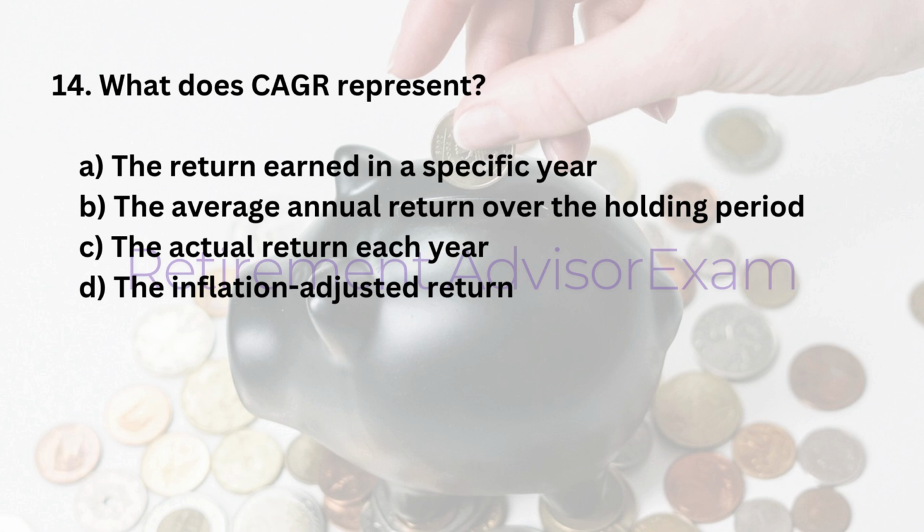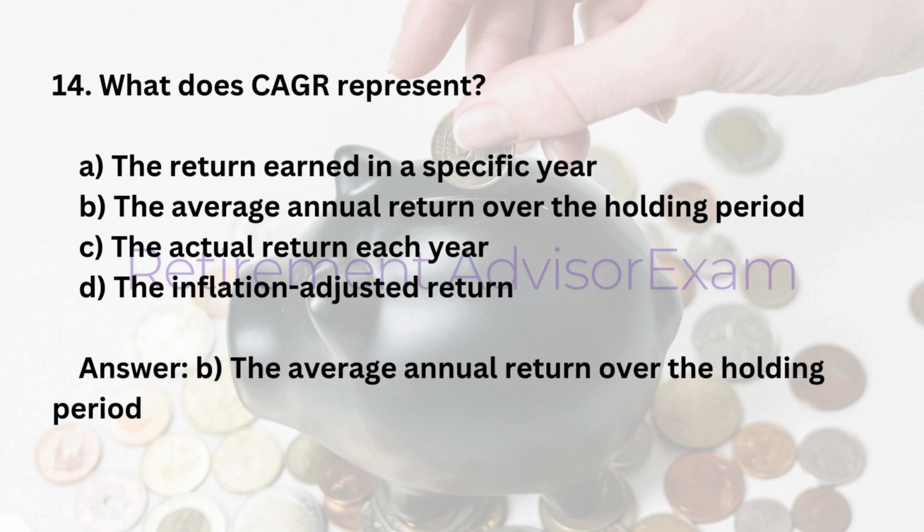14. What does CAGR represent? A. The return earned in a specific year. B. The average annual return over the holding period. C. The actual return each year. D. The inflation-adjusted return. Answer: B. The average annual return over the holding period.